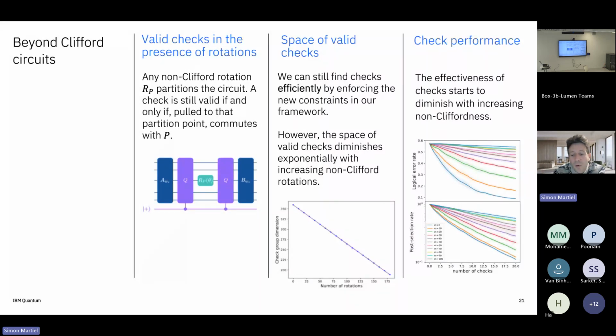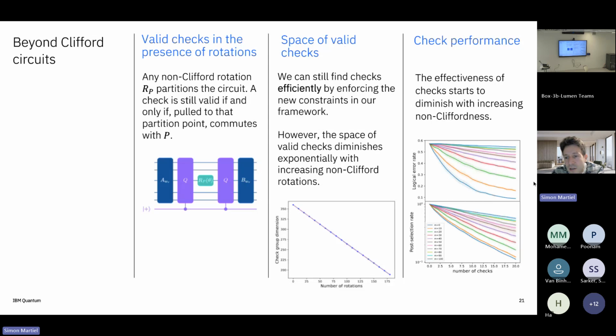So it means that we will shrink exponentially fast the set of valid checks by adding more and more non-Clifford rotations. And consequently, the huge drawback of this technique is that if we have a very highly non-Clifford payload, we will end up having a very tiny valid check space, meaning that we can't find any good checks, and the logical error rate and post-selection rate will suffer from that.